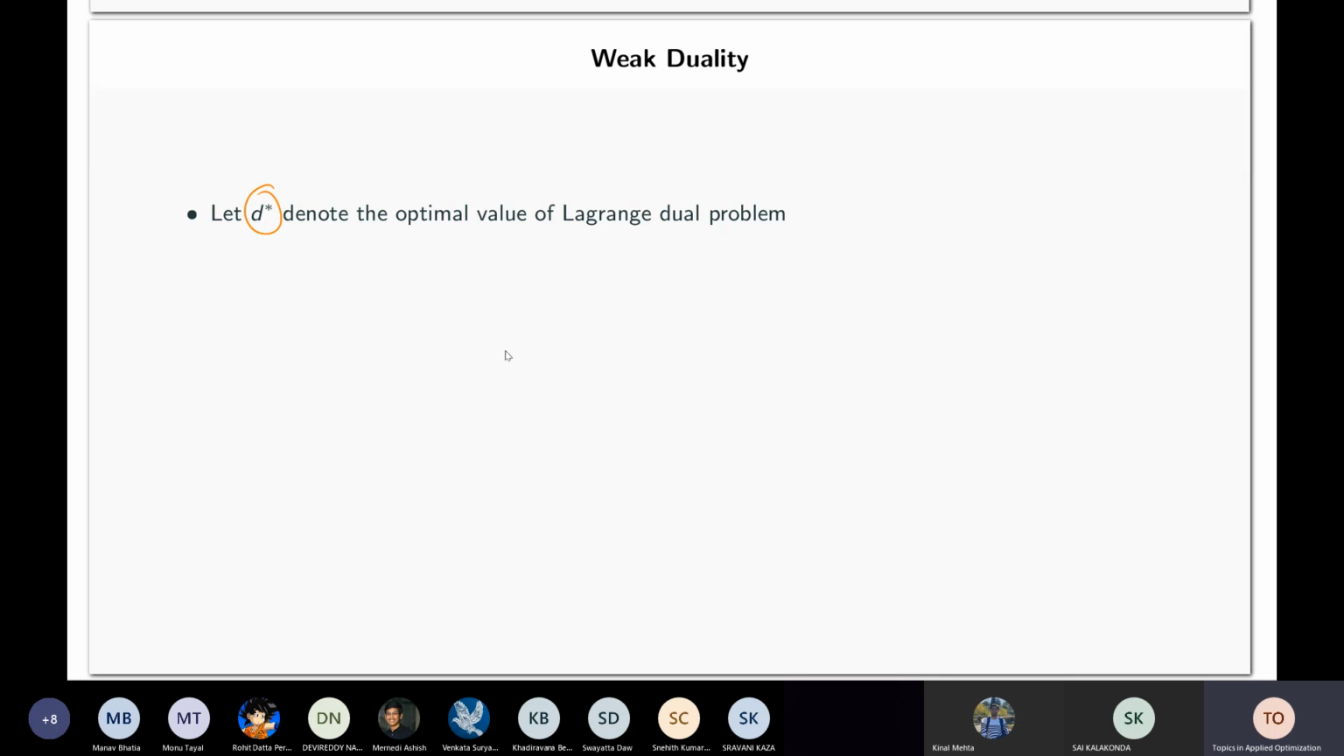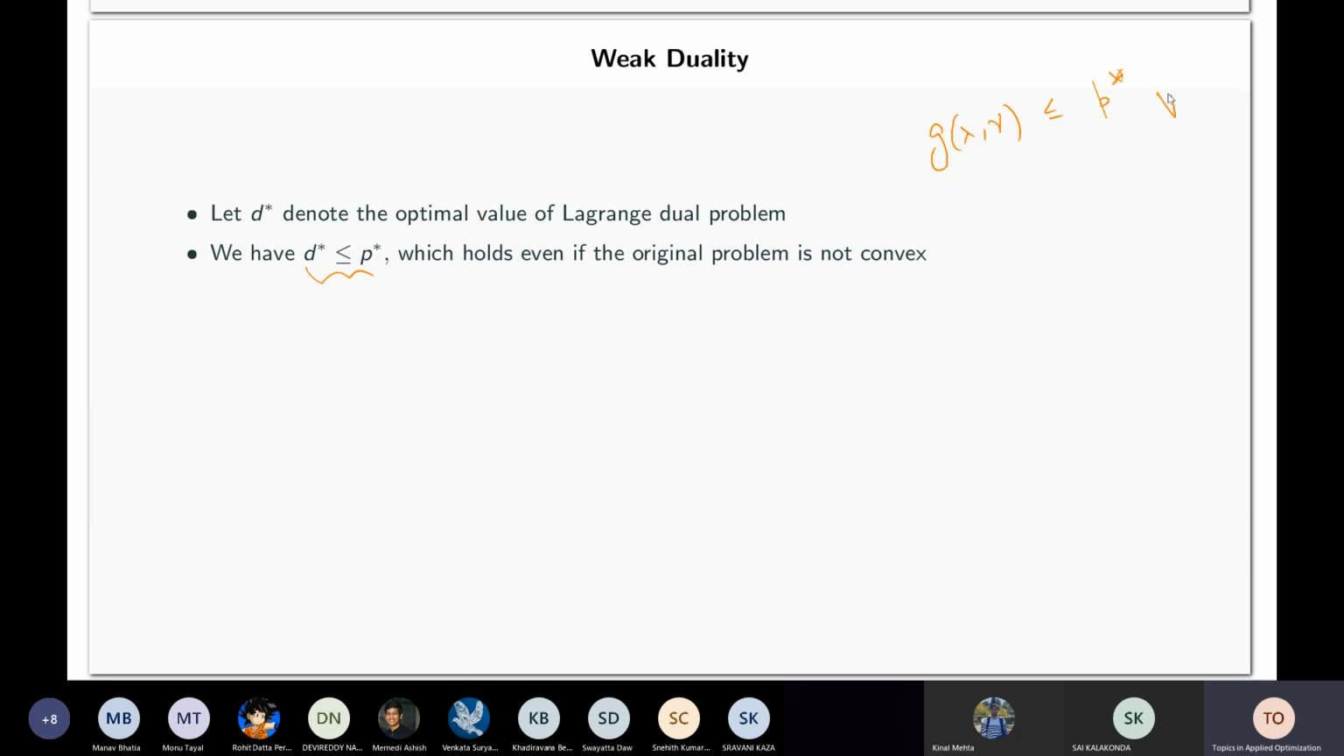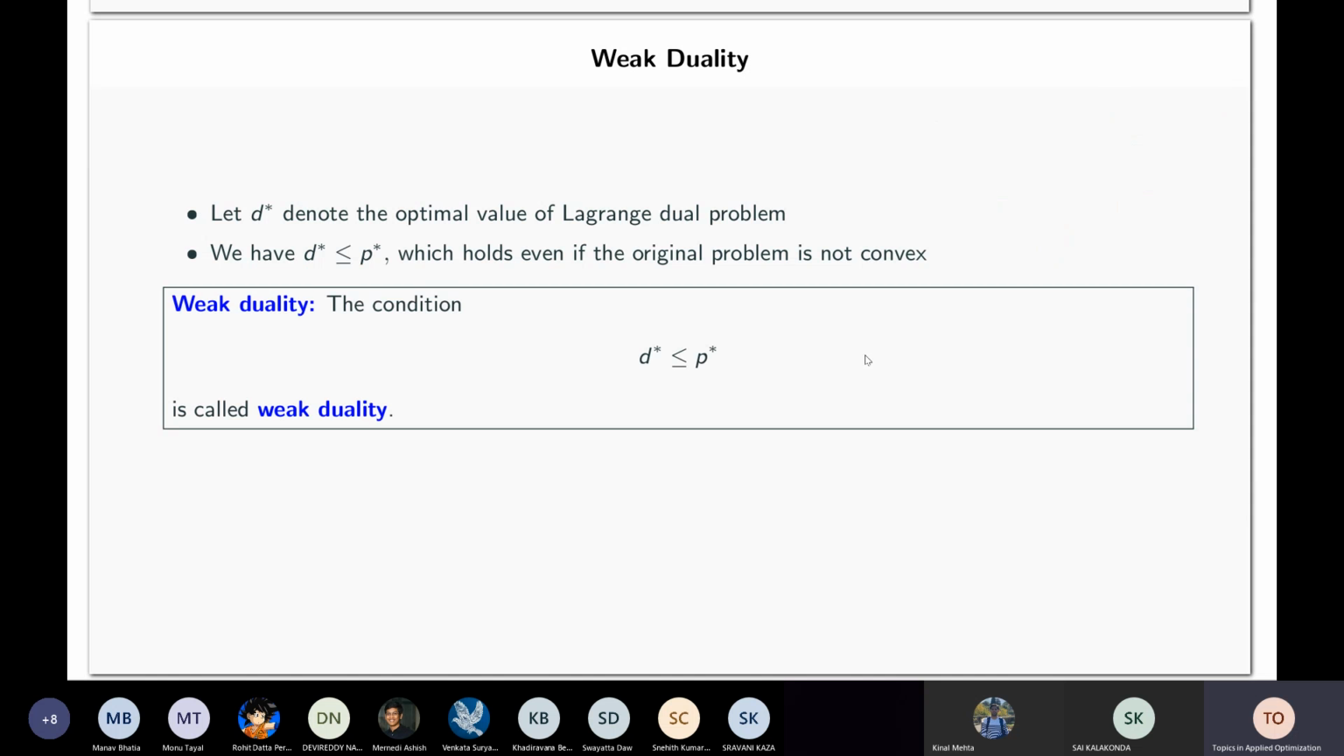So just like a primal, let us say that D star denotes the optimal value of the Lagrange dual problem. Then we always have this, because we always have g(lambda, nu) is always less than or equal to P star. And this is for all lambda, nu. So in particular, also for lambda star, for which it assumes the maximum, that should also be less than or equal to P star, because that is just one specific value of that. So this is nothing but D star according to our definition. This is less than or equal to P star. That is something we know.